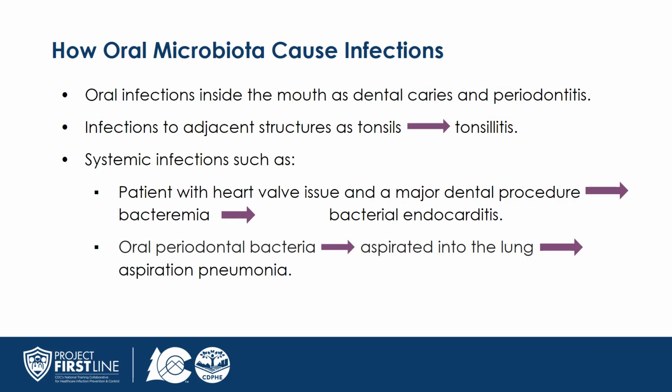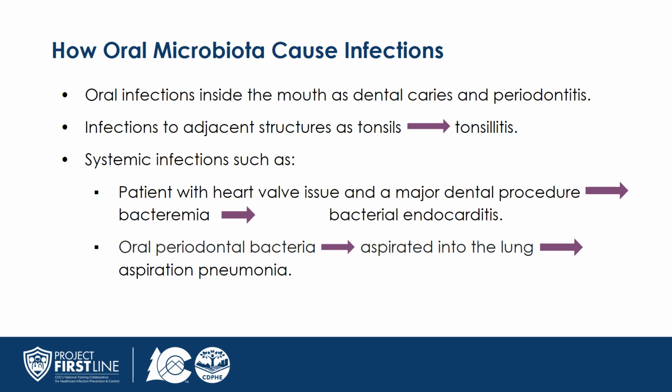How do oral microbiota cause infections? Microorganisms of the oral microbiota are generally not harmful, non-pathogenic. However, sometimes microorganisms can become harmful or pathogenic. We see this with a common bacteria found in the mouth called Streptococcus mutans, which becomes pathogenic when there is a sugary environment, causing the most common dental infection, which is dental caries. Other infections that can be caused by oral microbiota include periodontitis and infections to adjacent structures such as tonsillitis.